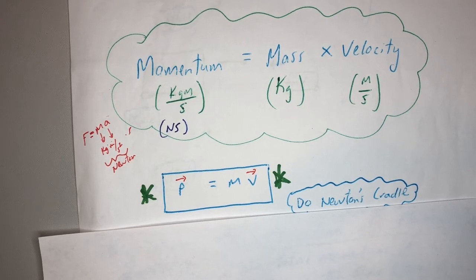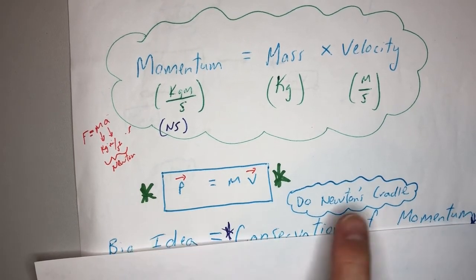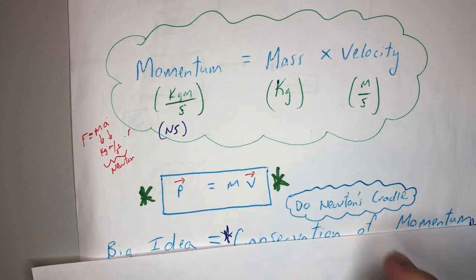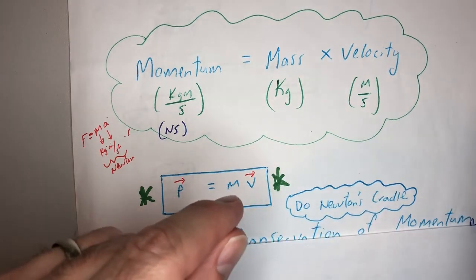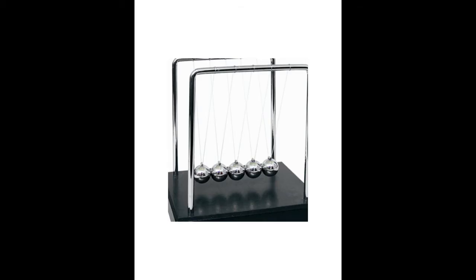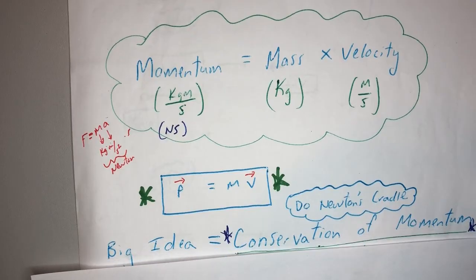So, let's see here. Newton's cradle, I don't have one at home here, but maybe I'll splice one in the video. A Newton's cradle is that office device where you pull one ball back and it goes click, clack, click, clack, just like that. I'll pop one in the video here. But the big idea is this.